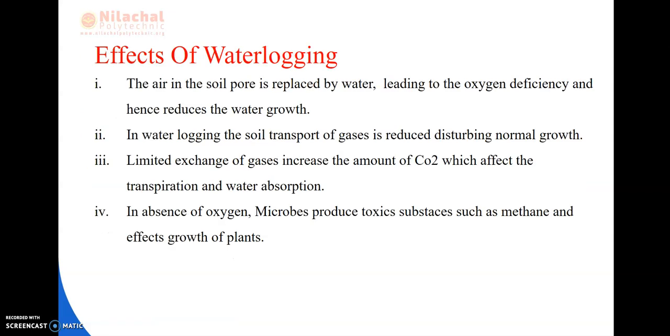Next, what are the effects of the waterlogging? The air in the soil pores is replaced by the water, leading to oxygen deficiency and hence reduces the plant growth. In waterlogging, the transport of gases in the soil is reduced, disturbing the normal growth. Limited exchange of gases increases the amount of CO2, which affects the transpiration and water absorption. In absence of oxygen, microbes produce toxic substances such as methane and affect the growth of the plants.